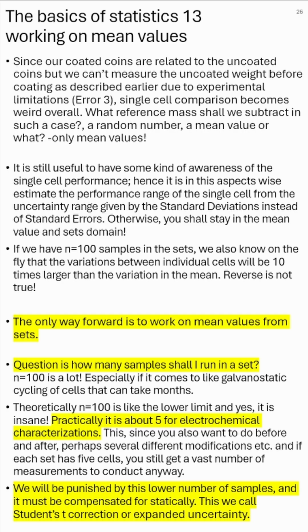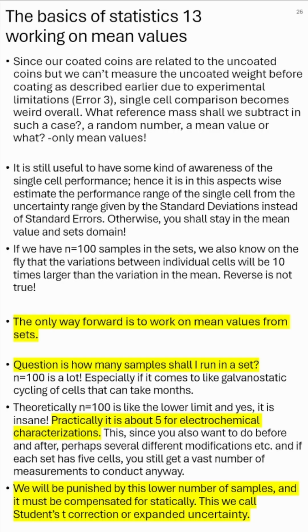So here's the thing. You shall only use mean values together, and you should try to stay in that domain. Never mix them up. But it is still useful to have some kind of awareness of the single cell performance. Hence, it is wise to estimate the performance range of the single cell from the uncertainty range given by the standard deviation instead of the standard errors. Otherwise, you shall stay in the mean value of sets domain.